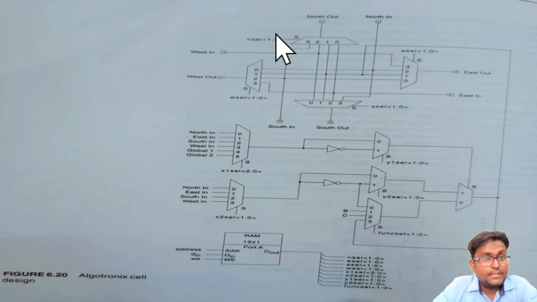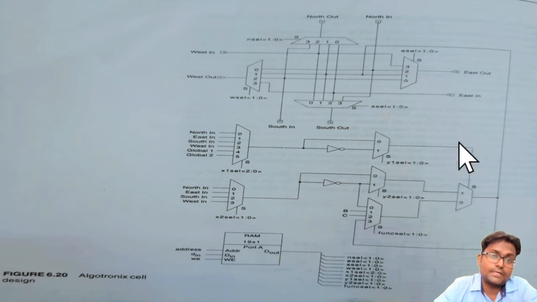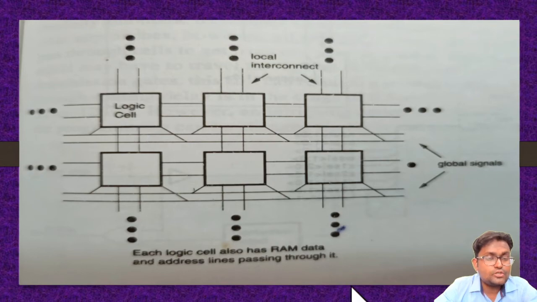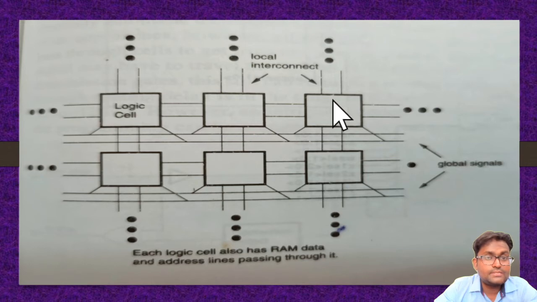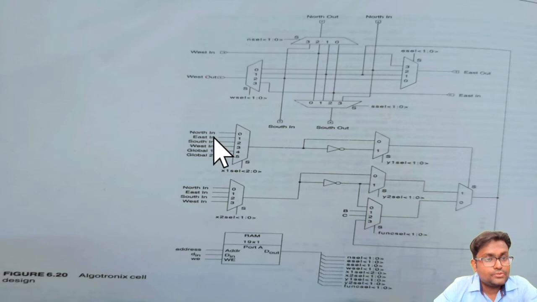Here you can see that there are four multiplexers present. One provides the north output, one provides the east output, one provides the south output, and one provides the west output. Also, each multiplexer consists of four inputs. This overall connection is present inside each logic cell. So this is the internal connection of this rectangular block, or we can say the logic cell. You can see various multiplexers are connected.